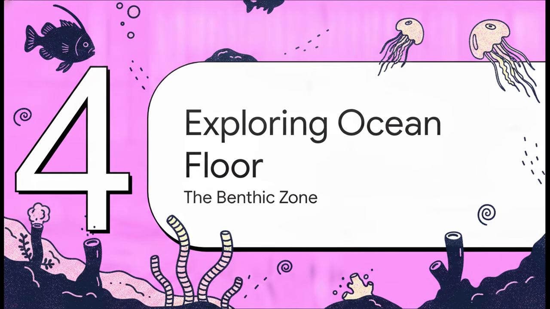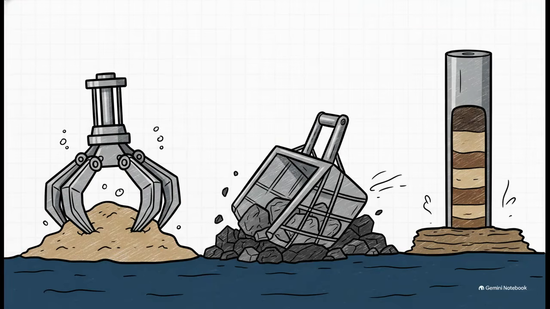And now, Stage 4. Exploring the ocean floor. Welcome to the benthic zone. We have finally hit the bottom. Because there is absolutely no sunlight down here, at the bottom of our dive, no plants can grow. This means the benthic organisms that live down here are entirely dependent on organic materials slowly settling down from the surface way above them. To study this dark environment and its history, oceanographers have to rely on heavy mechanical devices.